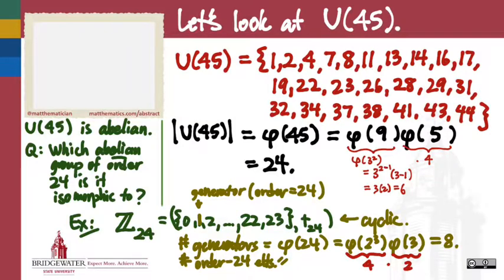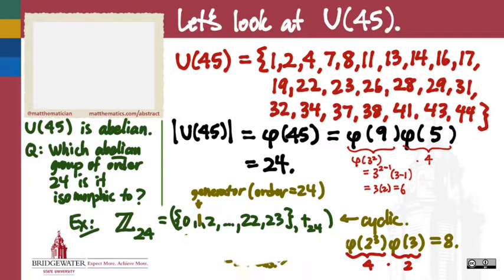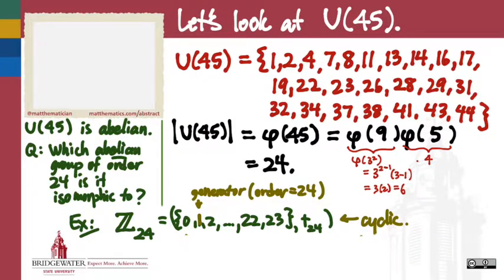What's another example? Z4 direct product Z6. By the way, I'm going to use external direct product here. Z4 external direct product Z6. That's a group of order 24. My question is, do we know whether or not that is a cyclic group? How do we know it's not? Because the highest LCM is going to be less than 24.